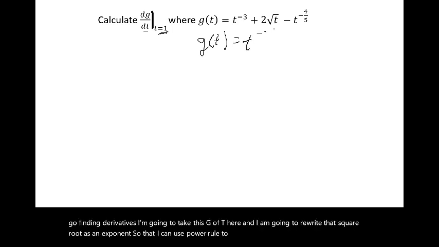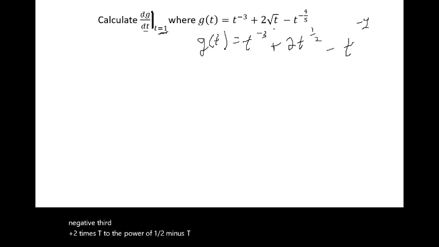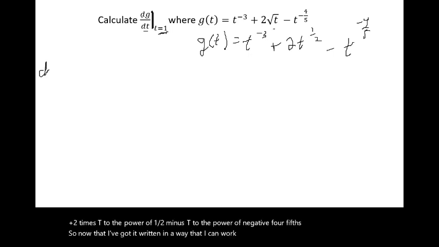So that'll give me t to the negative third plus 2 times t to the power of 1/2 minus t to the power of negative 4/5. So now that I've got it rewritten in a way that I can work with, I am now going to find its derivative, dg/dt.